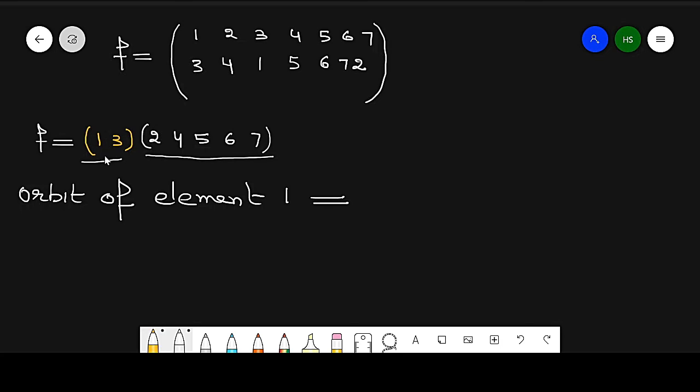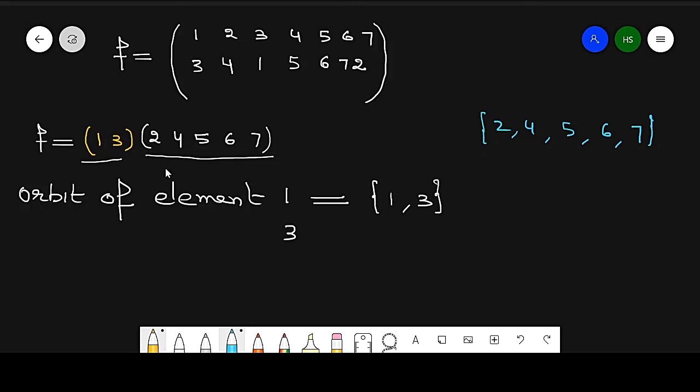This is cycle 1 and 3. So it is a cycle consisting of 1 and 3, a set consisting of the elements 1 and 3. Similarly, the orbit of 3 is again the same. Now the orbit of element 2 is 2, 4, 5, 6 and 7. The orbit of element 4 is again the same, and likewise for elements 5, 6 and 7.